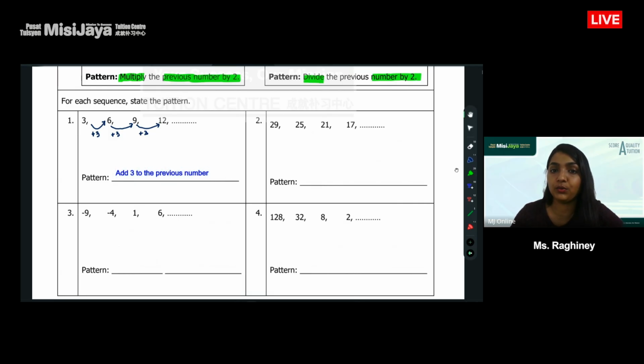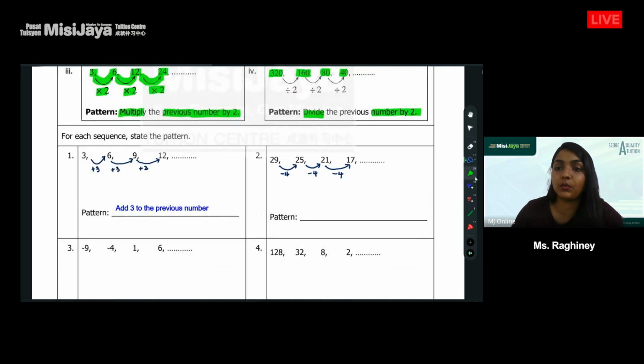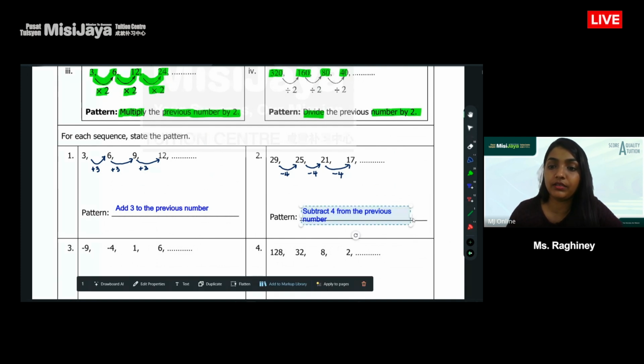Okay, how about number 2? What's happening in number 2? How did 29 become 25? It's subtract 4, and subtract 4, and subtract 4. So what is our answer? What is the pattern? The pattern is subtract 4 from the previous number. Right? Simple.